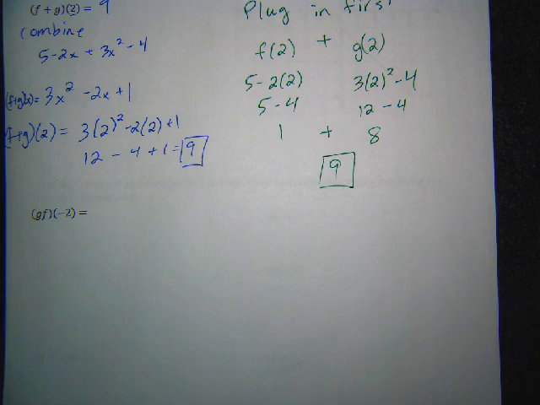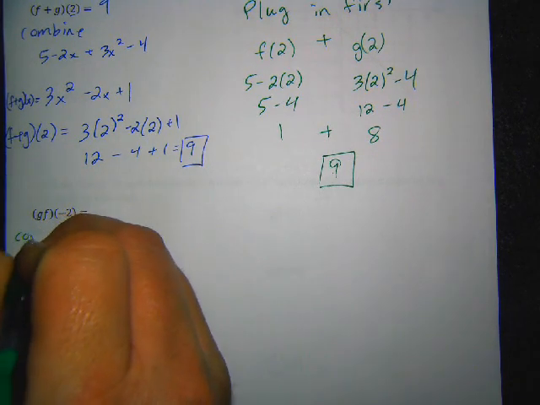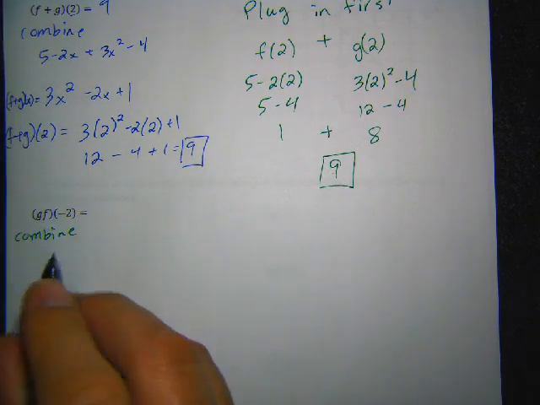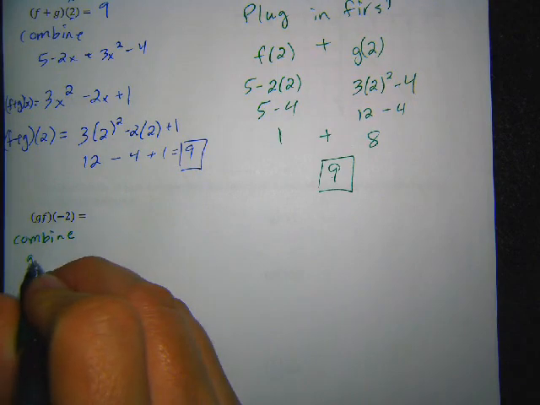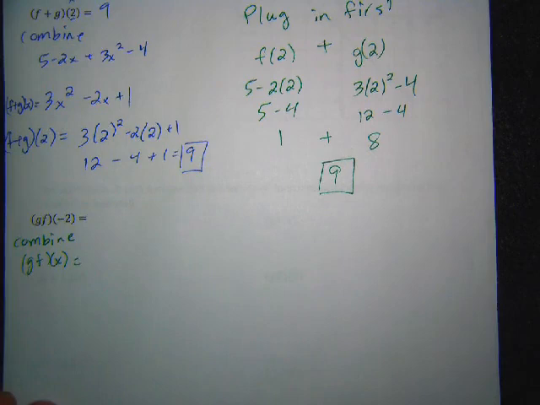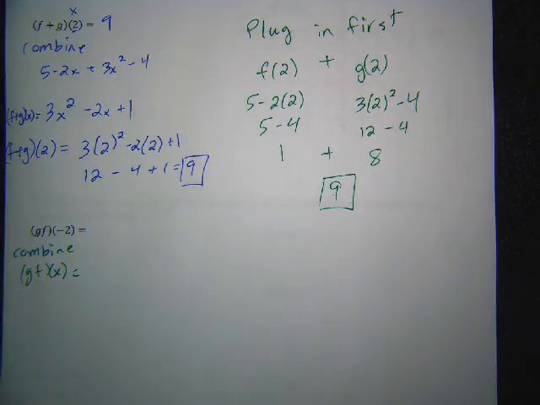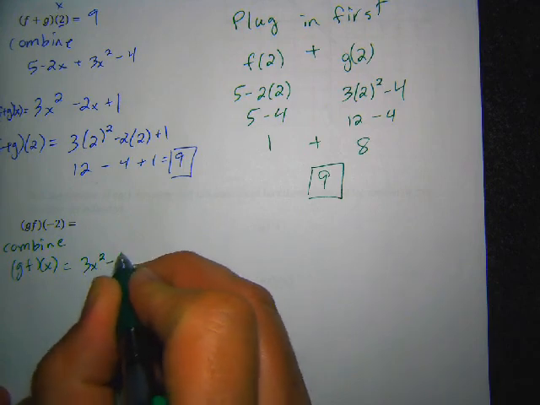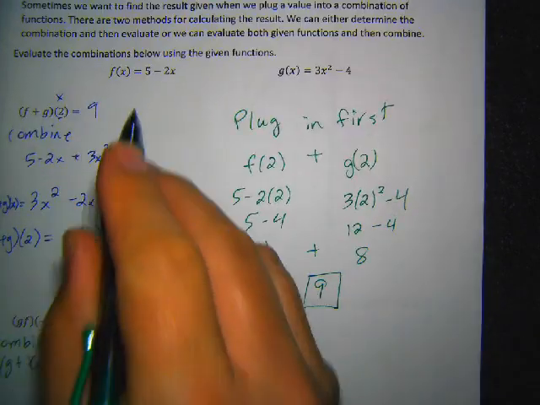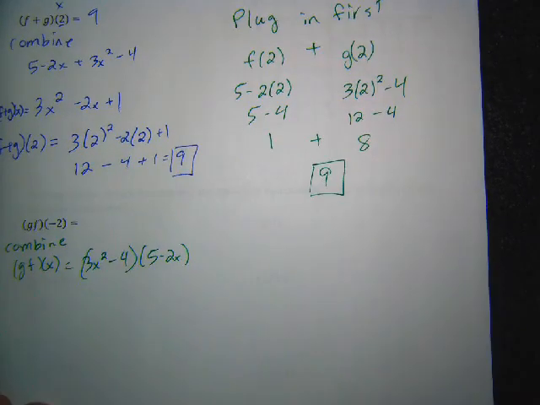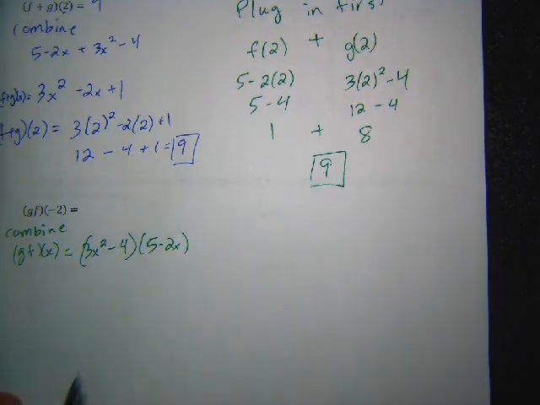I'll switch sides, so I'll do green on this side this time. So first I'm going to combine. So g times f, so I'm going to find g f of x first. I'm going to combine by multiplying. Remember, when they're next to each other, that means multiplication. So I'm going to take the g function, which is 3x squared minus 4, and then multiply it by the f function, which is 5 minus 2x. I'm going to multiply first. When you multiply functions, again, you're FOILing.